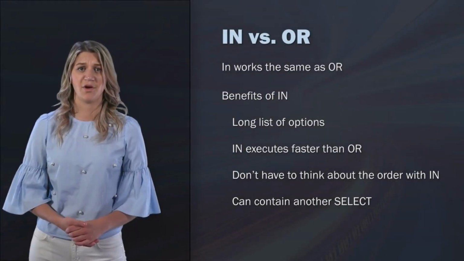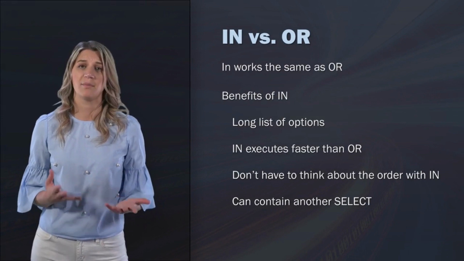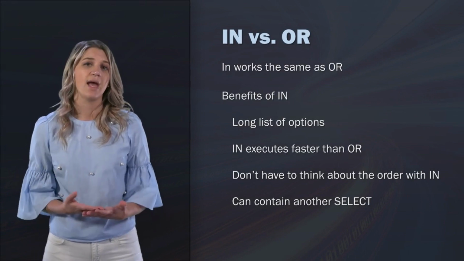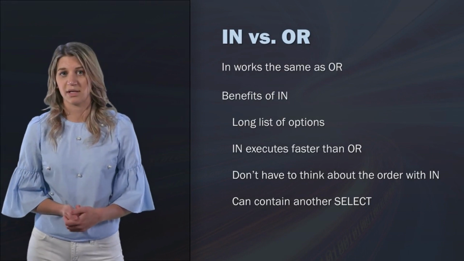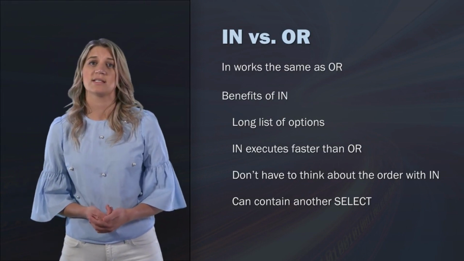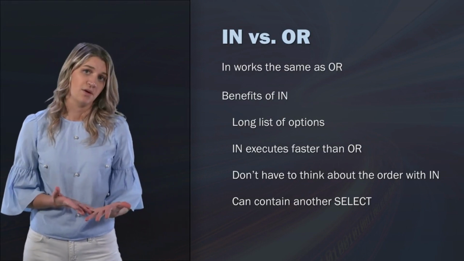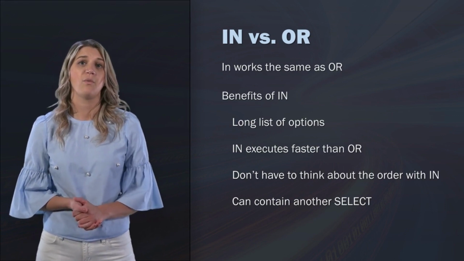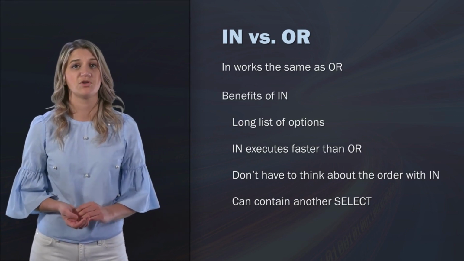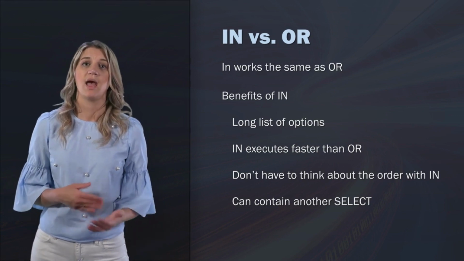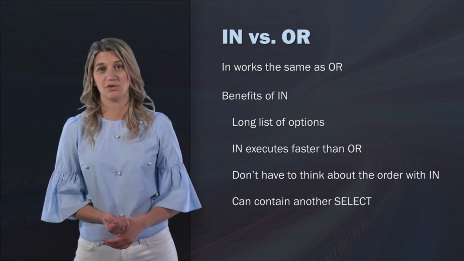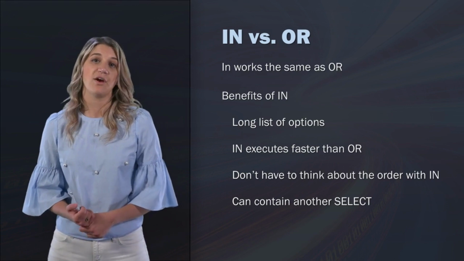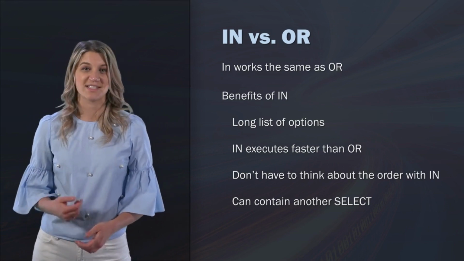You may be thinking, though, that in and or can accomplish the same thing. And they can, depending on how things are written. I could have written this instead having said where product name equals tofu or kombu. Or if I wanted both of them, to choose where product name in and then in parentheses lists the two values. But there are some benefits to using one versus the other.